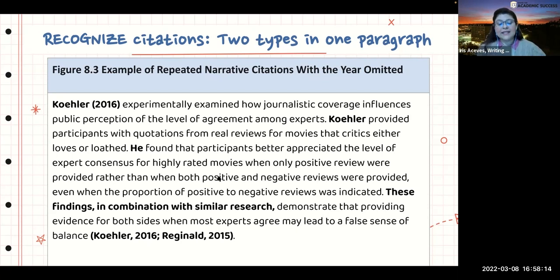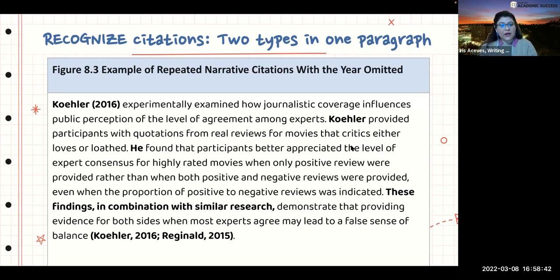So you can have a sentence that says Kohler 2016 experimentally examined this information about journalism. And then the next sentence, you have Kohler provided participants with quotes, right? Here in your references page, you're only going to have one Kohler, and there's only going to be one 2016 article by Kohler. So you can just repeat the name Kohler, right?